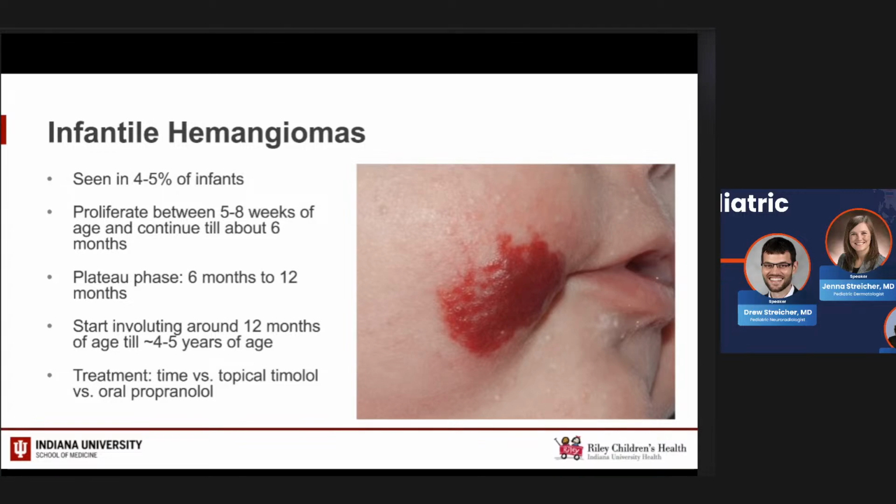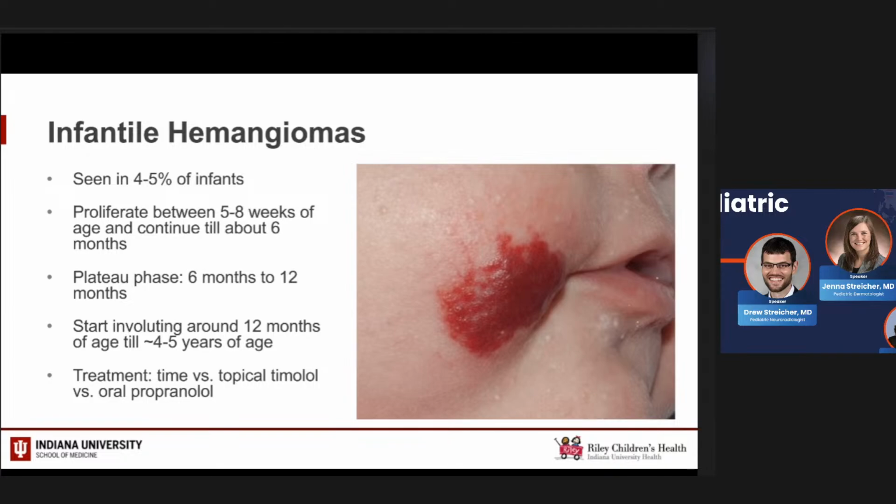So between 5 and 8 weeks, they go through this exponential growth, and then they continue to grow between 2 months and 6 months. They have this plateau phase between 6 months and 12 months where they're there, but they don't really change size. And then they start going away around 12 months, but it is slow. So we don't tell families that it's gone at 12 months because this is very, very slow involution, where about 90% of them are improved by the time kids are heading into kindergarten, so 4 or 5 years of age. They don't completely go away. They tend to leave behind some color change or some fibrofatty change, depending on the size of them.